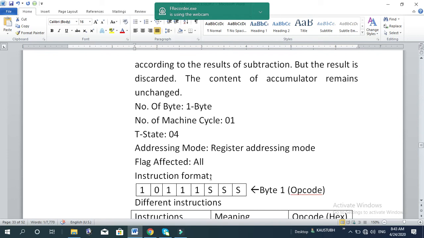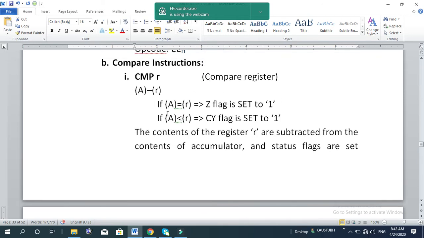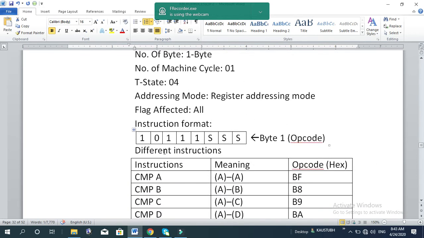Here the number of bytes is 1, machine cycle 2, T state 7, addressing mode register indirect, and the opcode is BE hex.